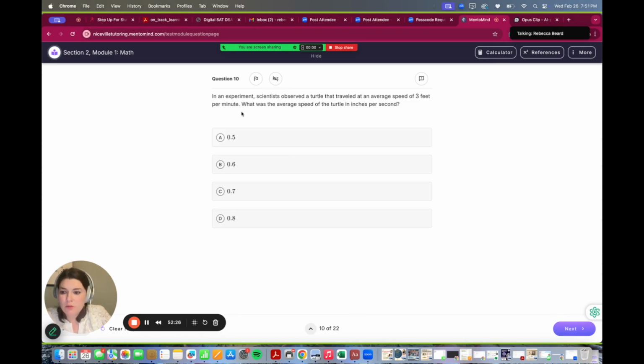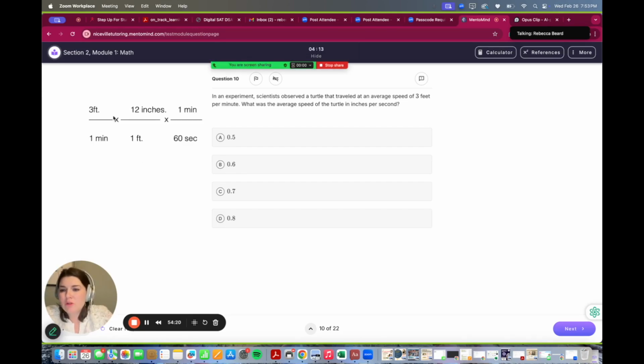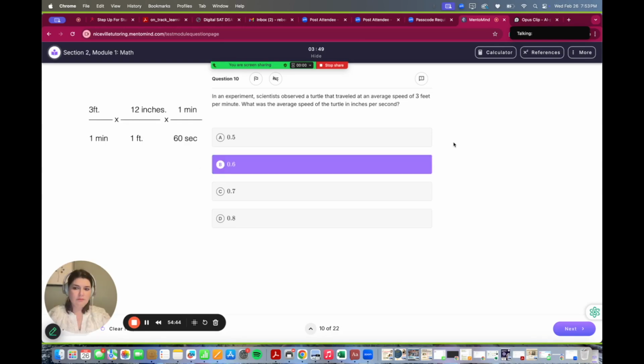Okay, so this one is a little bit tricky and it messes up a lot of people, but pretty much you need to do some conversions to convert feet per minute into inches per second. Pretty much what I do is I set up my conversions so that I can cancel all of the units out. I turn it into inches and seconds.